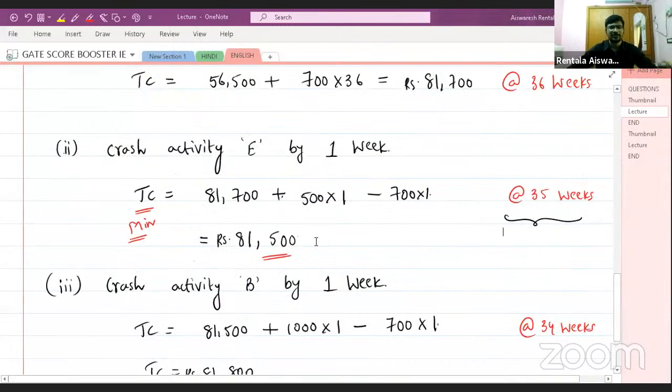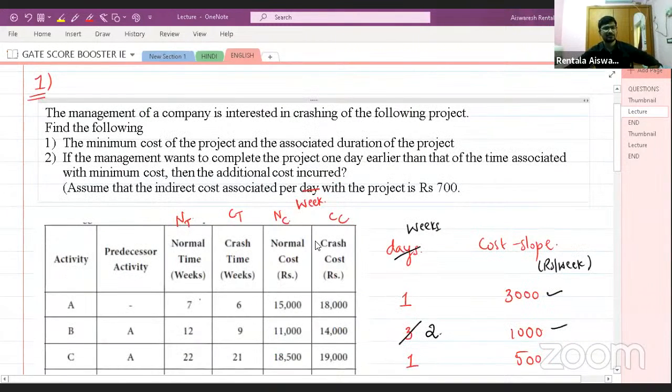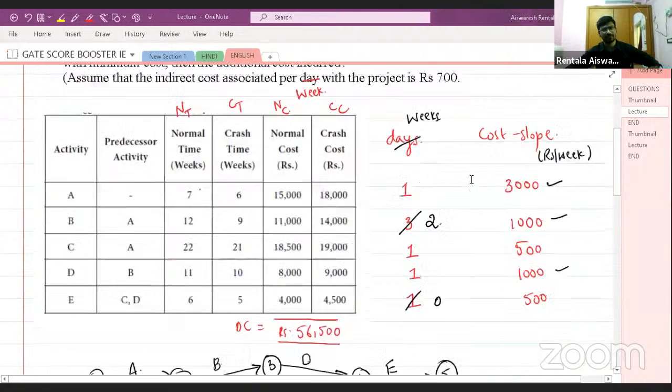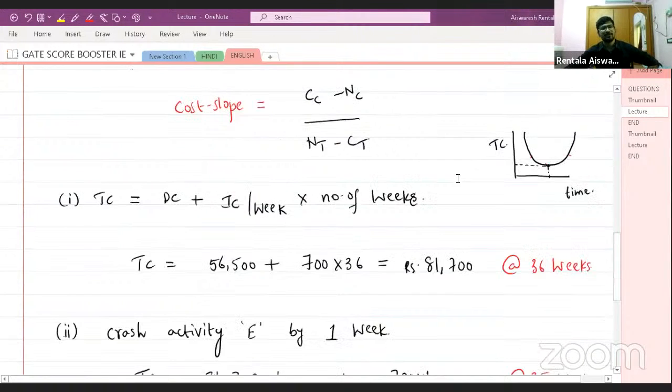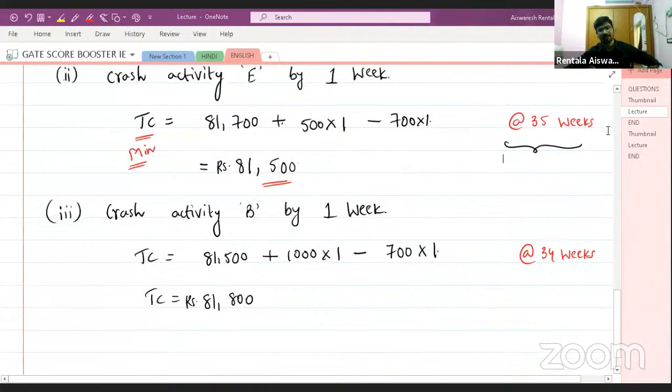So let us see what they have asked in the question: the minimum cost of the project and the associated duration of the project. So minimum cost will be 81,500 and the associated duration will be 35 weeks, right? Very good.